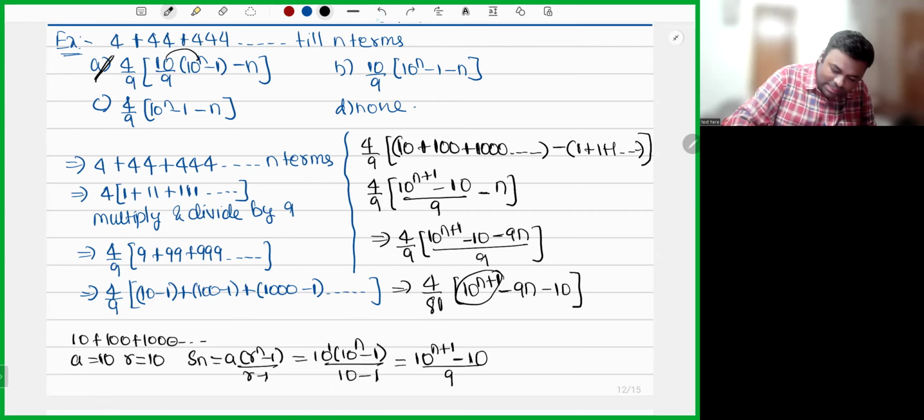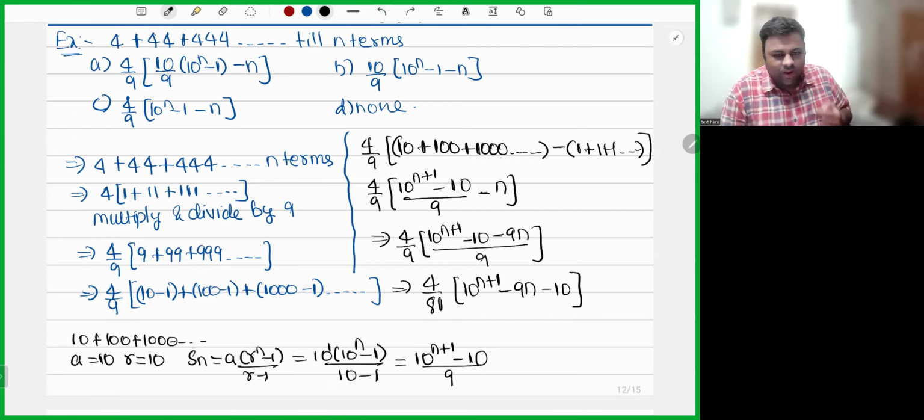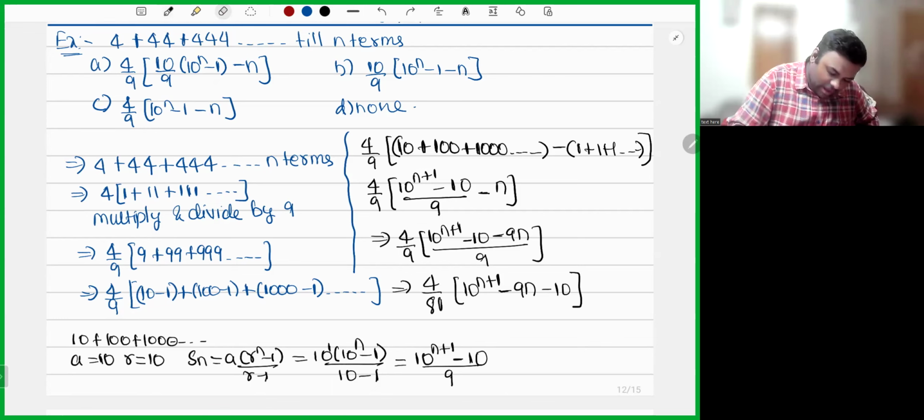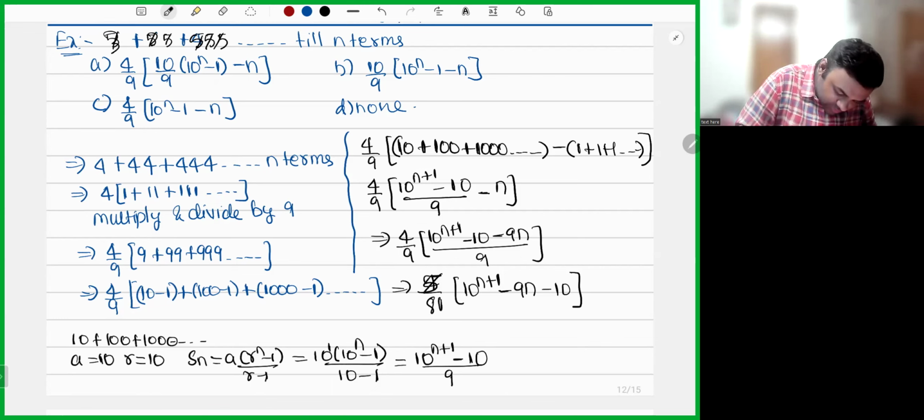We have simplified it, and he has further de-simplified it. That's it. Now, instead of 4, you can have any number in the number system. Like 5, 55, 555, here the multiplier will be 5. If you have 8, it will be 8. If you have 3, it will be 3. Everything will remain the same. What changes is only this part.